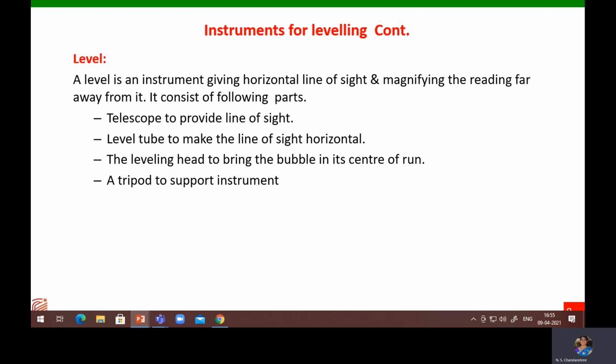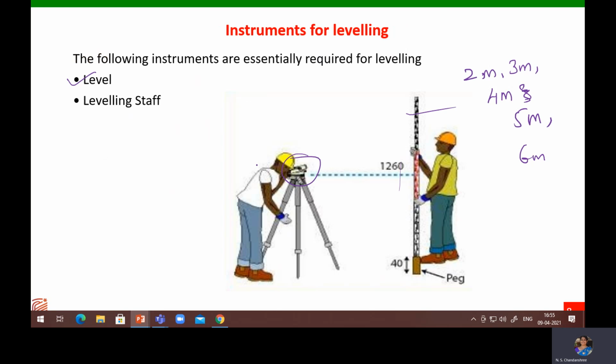A level is an instrument giving the horizontal line of sight, and it magnifies the reading from the leveling staff. Here the distance between the instrument and the staff will be very large, but this level instrument will magnify the details.